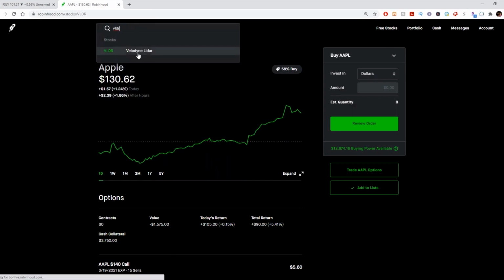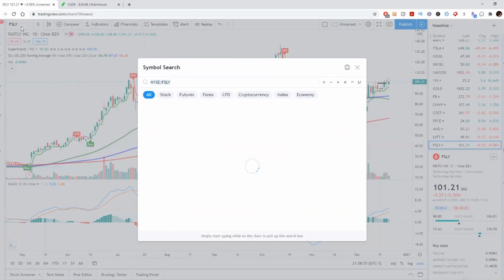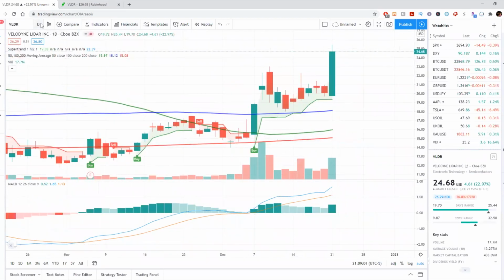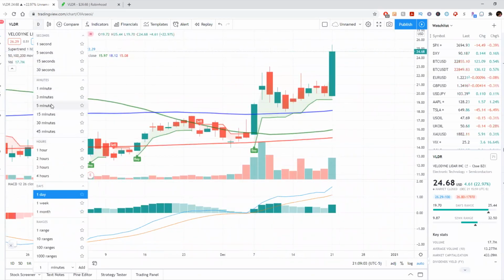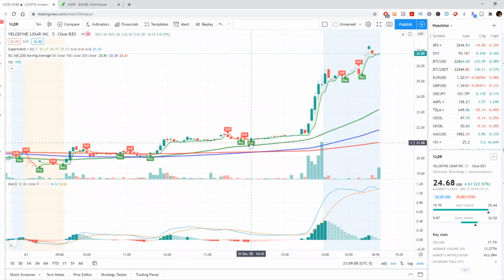VLDR is the LiDAR company that they're partnering with. When the news came out, that shot up like crazy. They were up 23% for the day and another 8% after hours. I should have picked up some calls as soon as the news came out, but I missed out on it. If you actually look at TradingView for VLDR here, and if I move it down to, let's say, a 5-minute chart, they gave in a buy signal right around here.